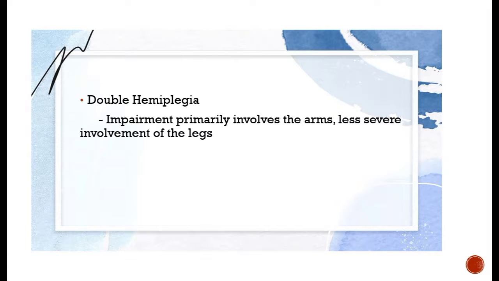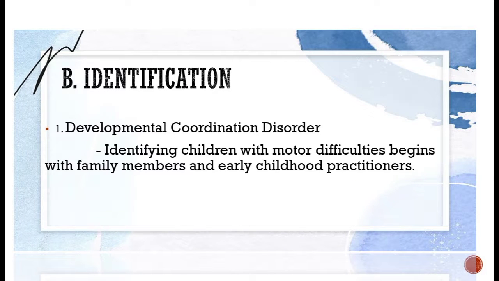And the last one is double hemiplegia. So, impairment primarily involves the arms, with less severe involvement of the legs. It indicates all four limbs are involved, but one side of the body is more affected than the other. So, the last one is the identification.